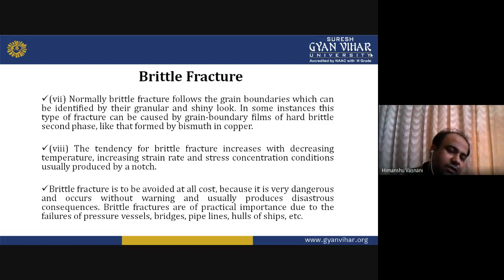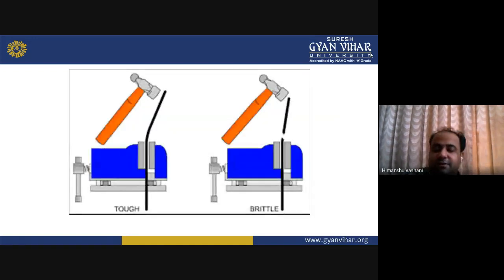You all know that whenever glass breaks, it scatters and is so risky that it has pointed ends which may be harmful to a person. So we should avoid brittle fracture at all costs. The tendency for brittle fracture increases with decreasing temperature, increasing strain rate and stress concentration conditions, usually produced by a notch. Brittle fractures are of practical importance due to failures of pressure vessels, bridges, pipelines, hulls of ships, etc.